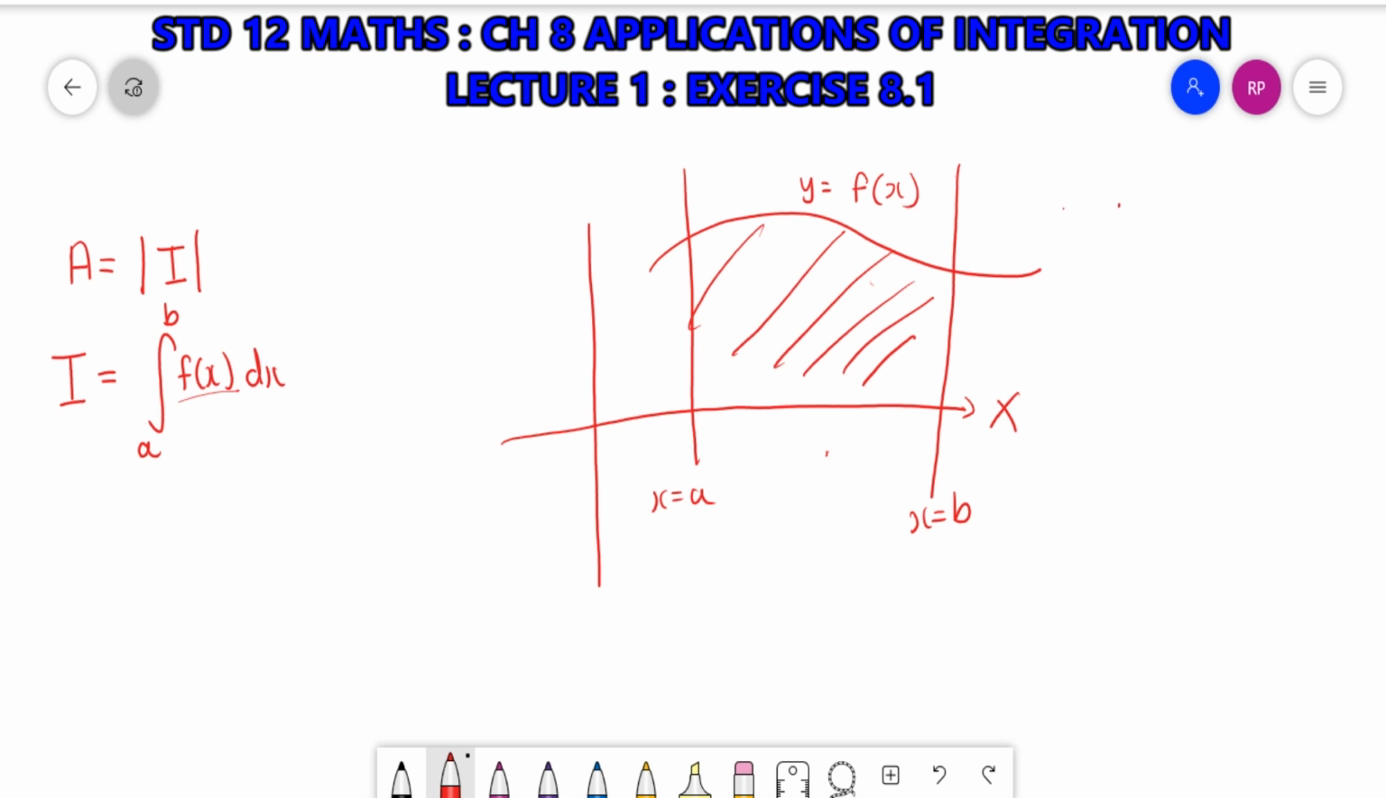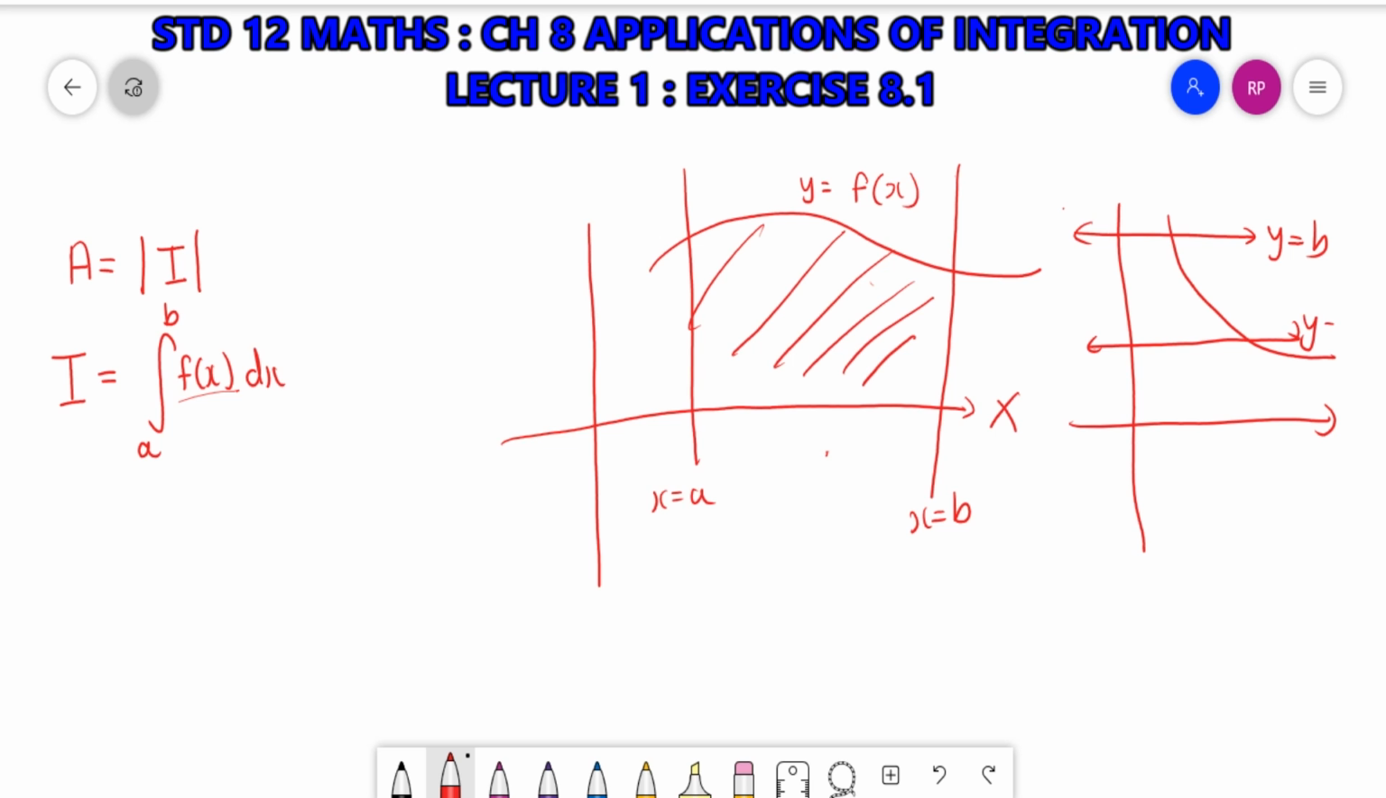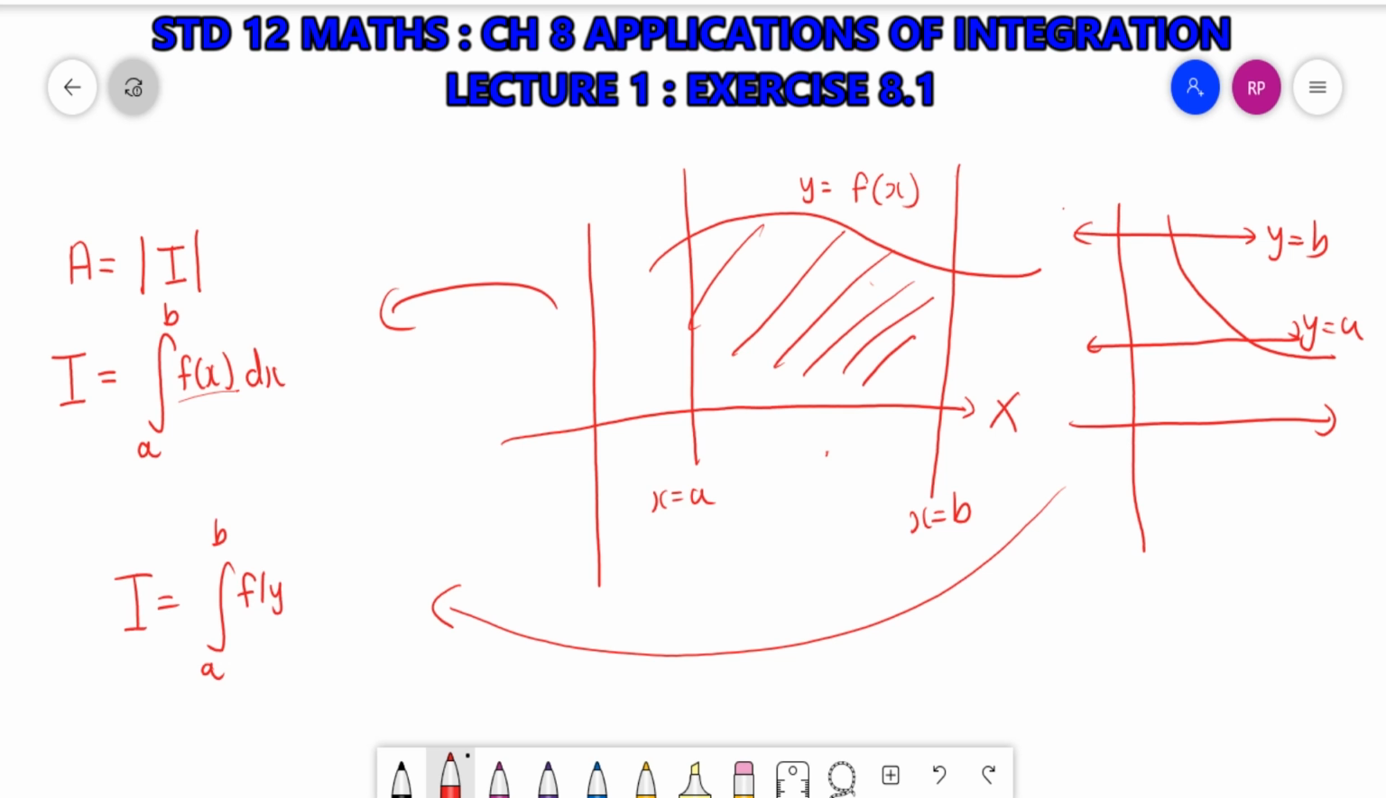But if the question is such that you have to find out the area under the curve and y-axis, let's take this as y equal to b and this line as y equal to a. Okay, so in this case, the integral I will be equal to the integral from a to b of f of y dy. In this case, the curve we can take as x equal to f of y. Clear? Okay, so now let's take some examples. Let's start with the exercise.